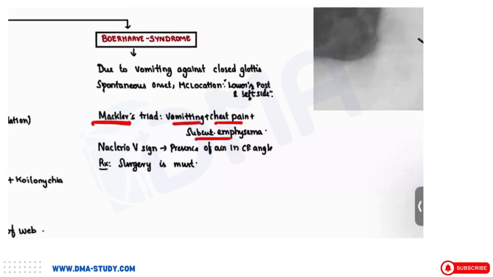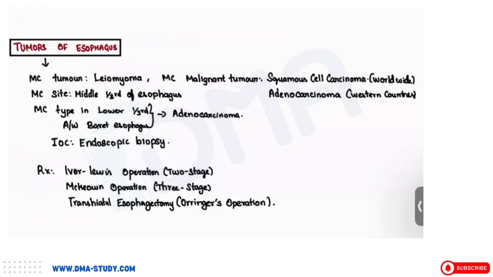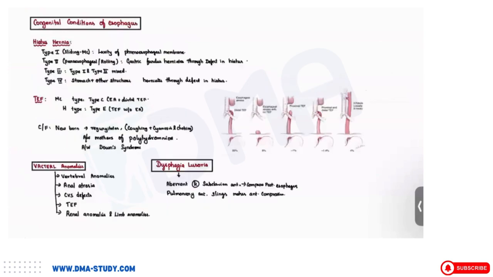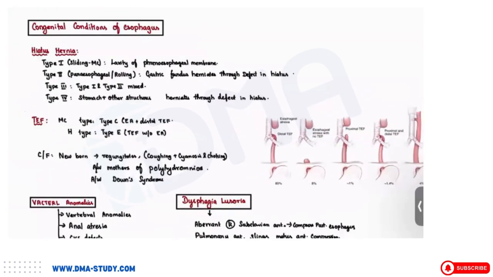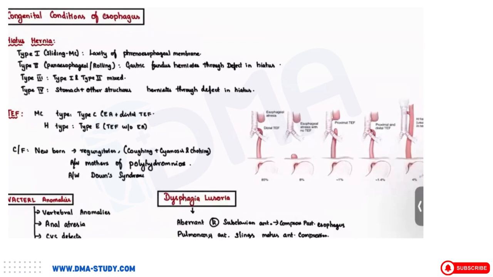So we have done with the tumors, Barrett esophagus, GERD, motility disorders, and dysphagia disorders. Now we are going to talk about the last area, congenital conditions of the esophagus. Speaking about hiatus hernia, type 1 is sliding, type 2 is paraesophageal or rolling, type 3 is type 1 and 2 mixed, and type 4 is stomach and other structures that can herniate through the hiatus.